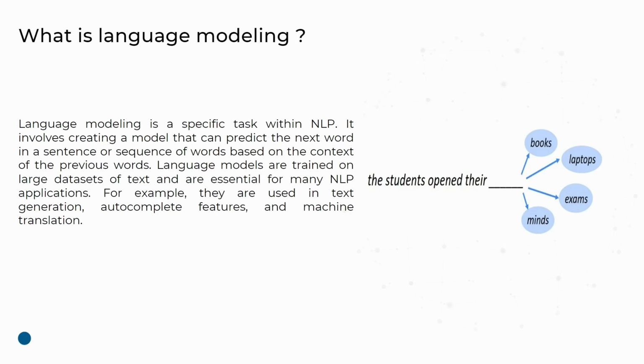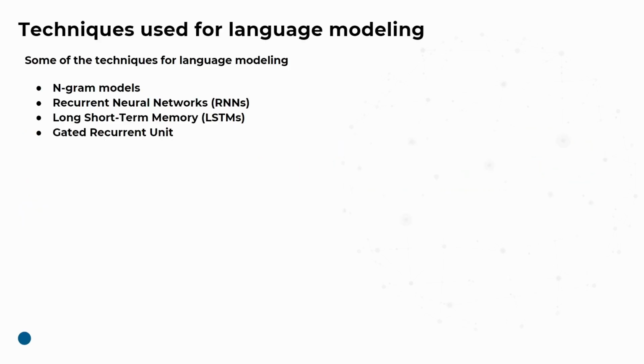So let's first see what techniques we have. We have four general techniques. We will move to the transformer later. First we are going to cover the n-grams model, what exactly it is. Next one is the recurrent neural network. After that we will learn about long short term memory and gated recurrent unit.